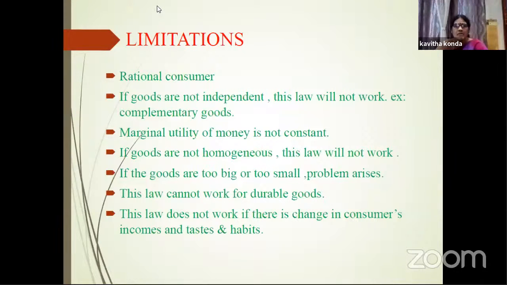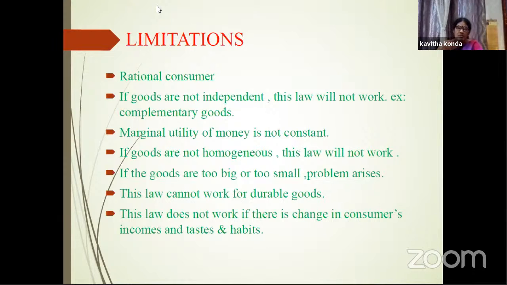And also this law does not work for durable goods. With durable goods, it is not possible to calculate the utility because their use is spread over a period of time, years and years together. Isn't it? Durable goods means once we purchase, we will use those things for years together. The freezers, TV, furniture in our houses, we will use them continuously. So for these durable things also this law may not work here.